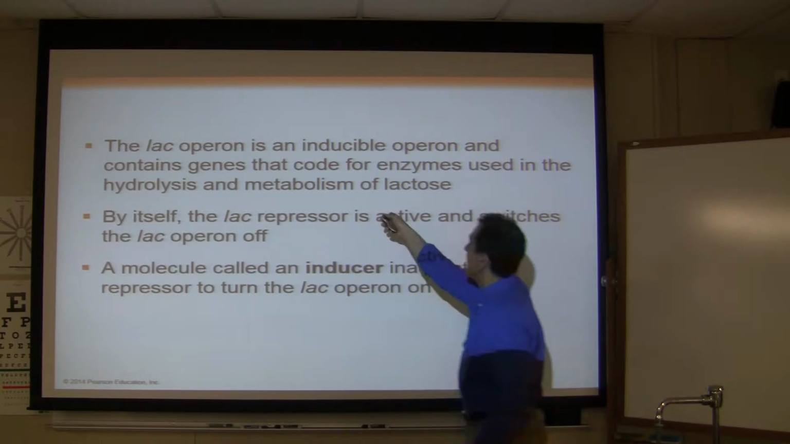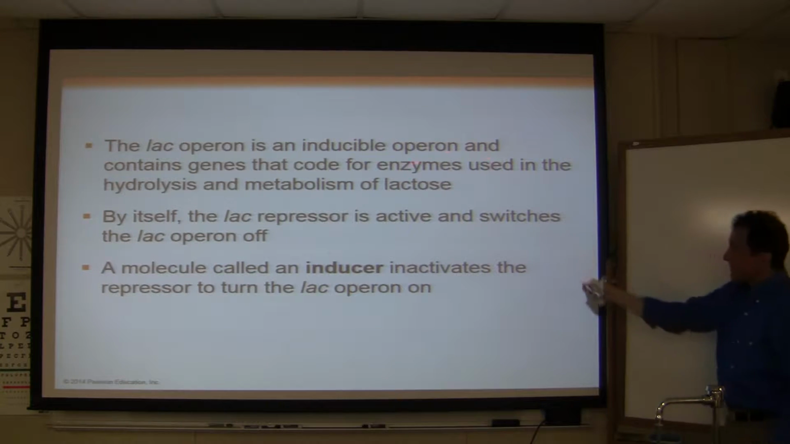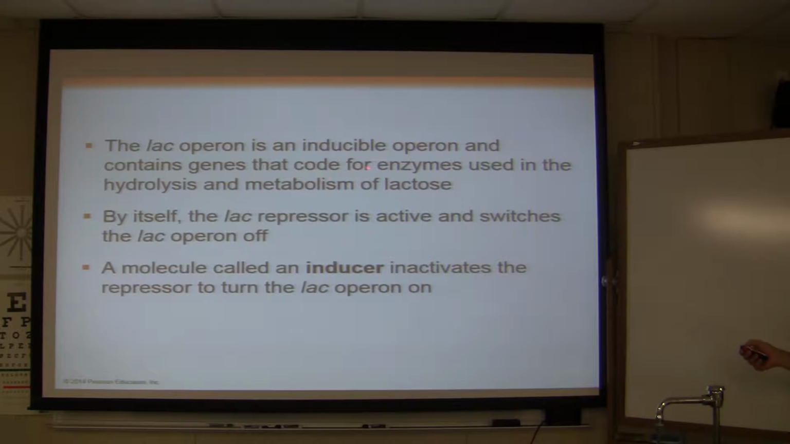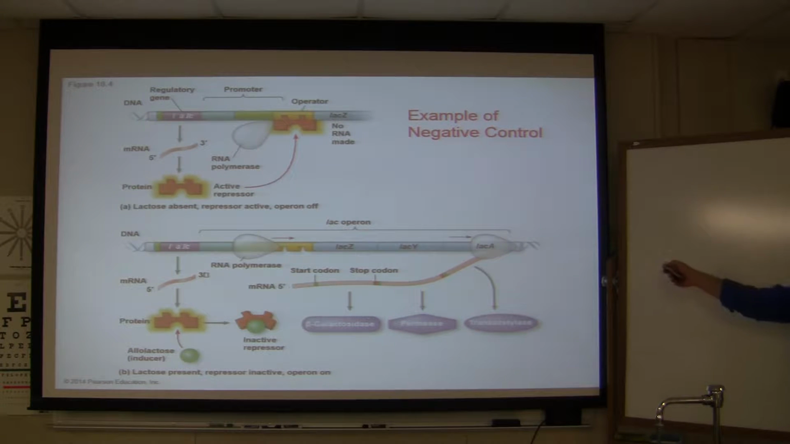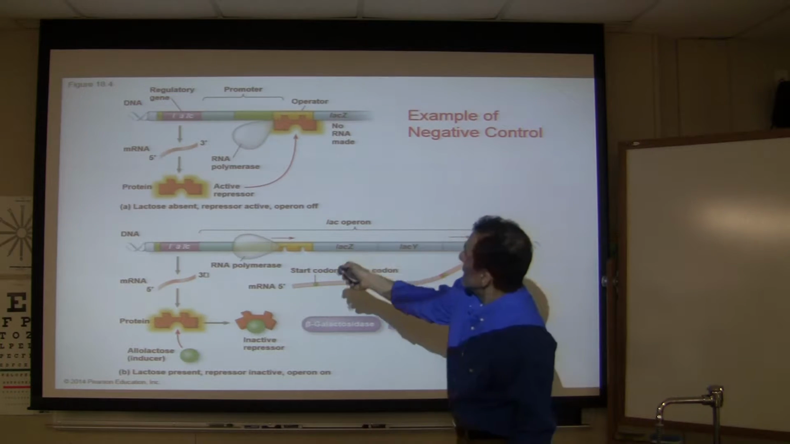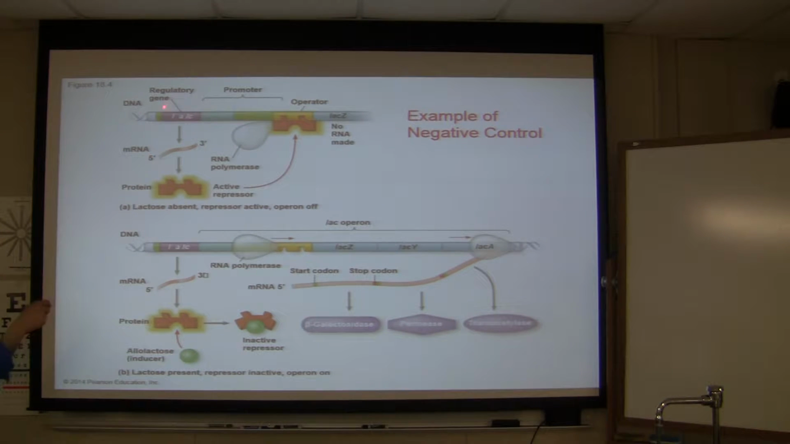The lac operon is an inducible operon and contains genes that code for enzymes used in the hydrolysis and metabolism of lactose. By itself, the lactose repressor is active and switches the lac operon off. A molecule called an inducer inactivates the repressor to turn the lac operon on. Here we go. So, another example of negative control, you have the lac regulatory gene. That's a regulatory gene. That's a promoter right here.